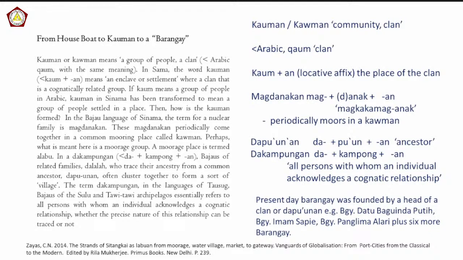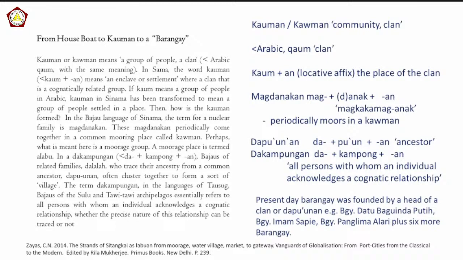The Bajau language of Sinama, formed from a nuclear family, magdanakan. These magdanakan periodically come together in one place called kauman. Perhaps what is meant here is a moorage group. A moorage place is termed alabo. In a dakampungan, da-kampong-an, Bajaus of related families, dalala, who trace their ancestry from an ancestor, dapu, often cluster together to form a sort of village. The term dakampungan in the languages of the Tausug, the Bajaus of the Sulu and Tawi-Tawi archipelagos, essentially refers to all persons with whom an individual acknowledges a cognatic relationship, whether or not the precise nature of this relationship can be traced.